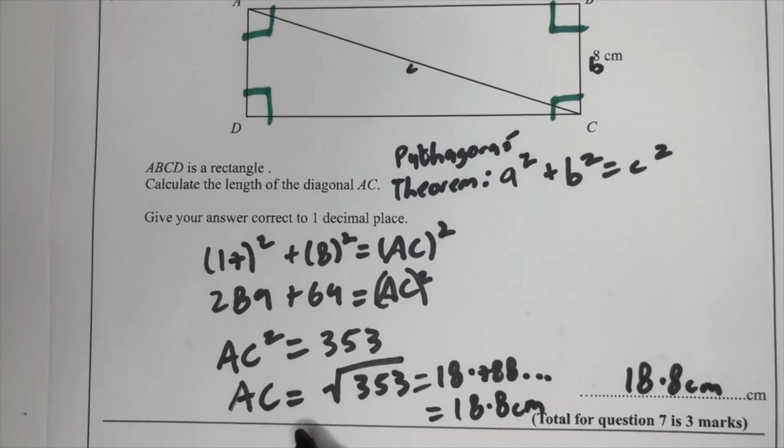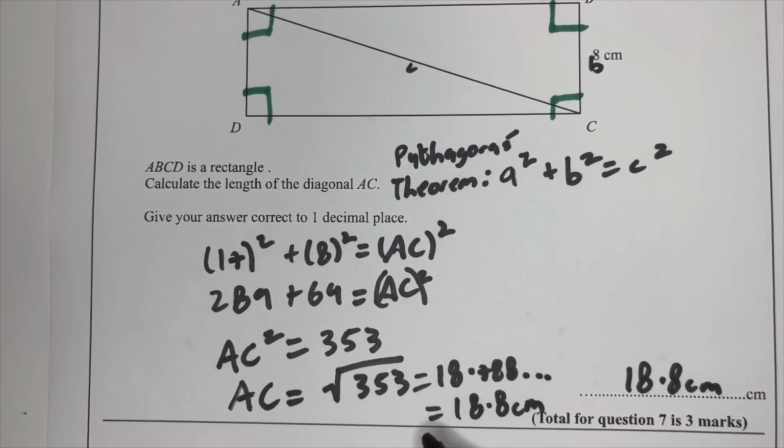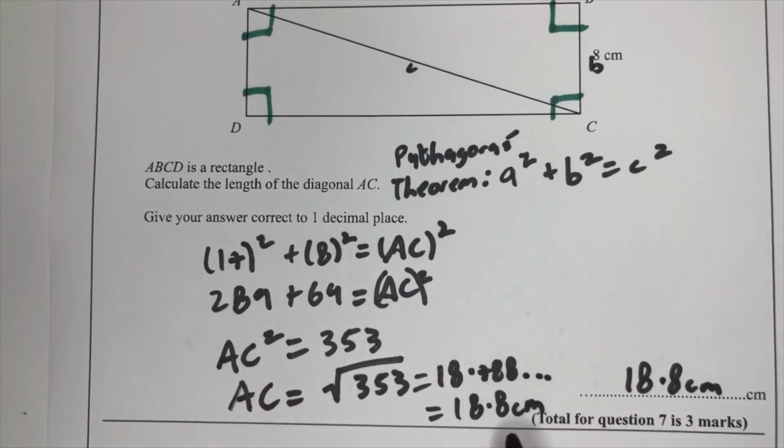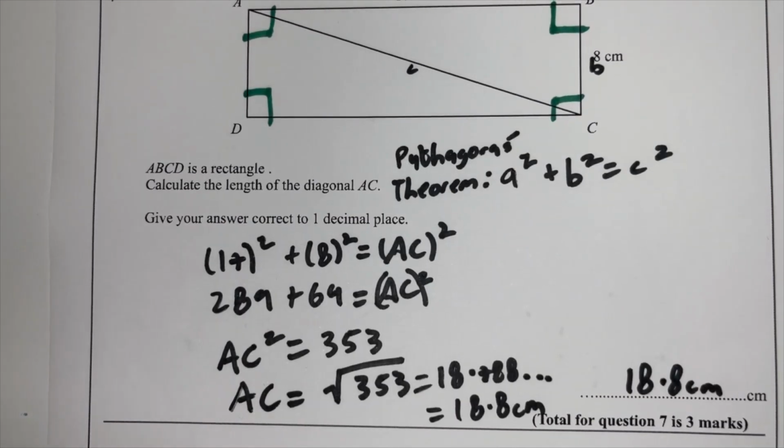To get AC on its own, we must take the square root of both sides. So AC is equal to the square root of 353. Plugging this into your calculator, you get 18.788 something. We're told that the answer should be correct to one decimal place. So rounding this, we get 18.8 centimeters. This is our final answer.